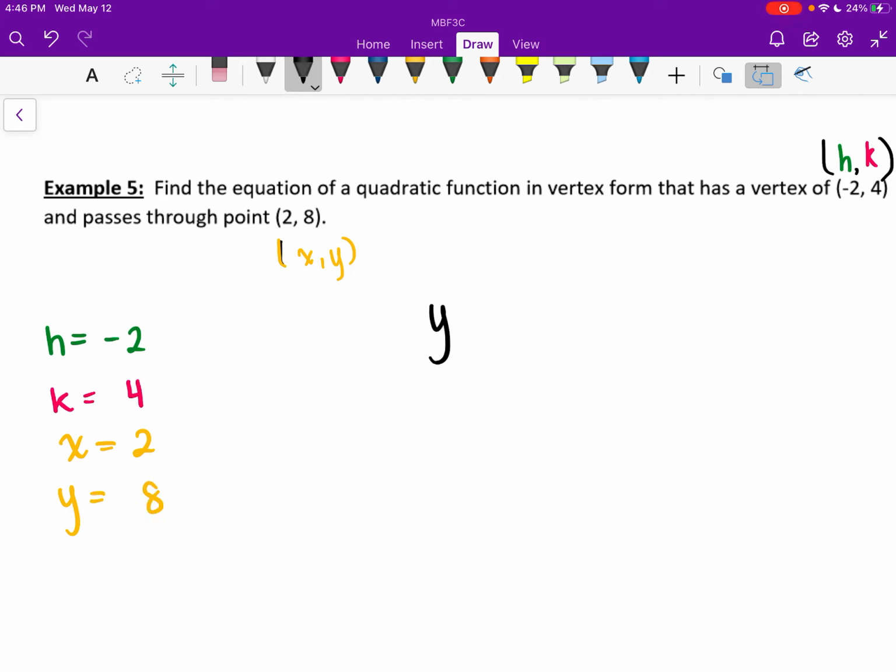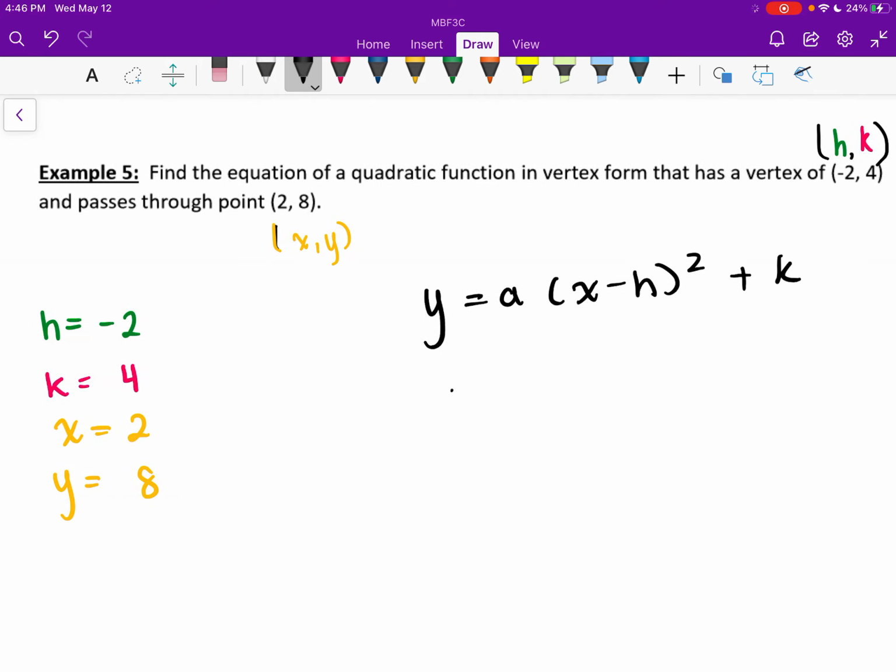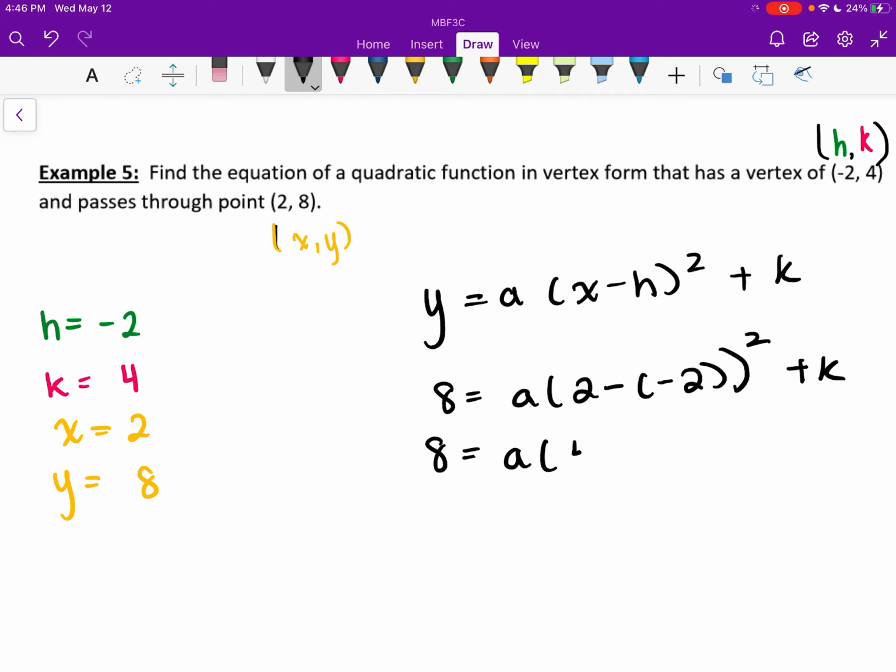So I'm just going to go back to my y equals a(x minus h) squared plus k, and I'm going to plug in what I know. I know y is equal to 8. I don't know what a is. I know x is equal to 2 minus, and then h is negative 2. So that's a little bit different because you got to make sure it's negative 2, plus k. Right? So a is equal to a, 2 minus negative 2. If you put that into your calculator, you'll get 4, because this negative and this negative cancel and become a positive, so it becomes 2 plus 2. Plus k, which we know is 4.